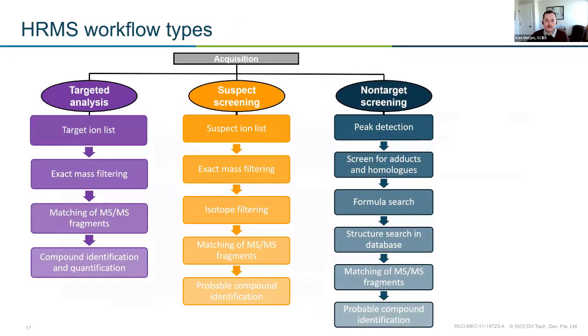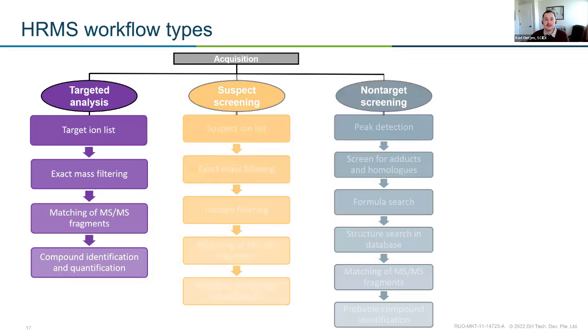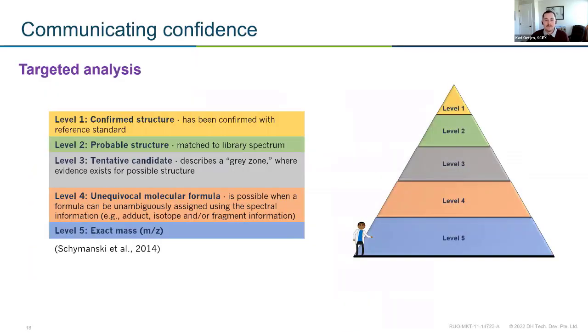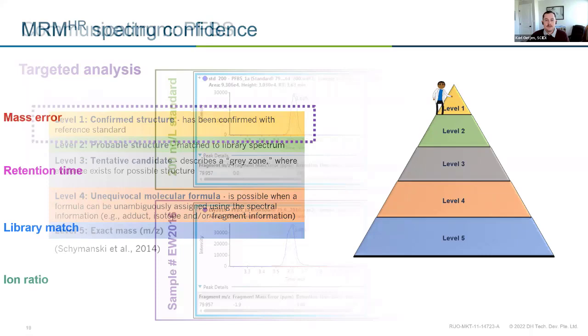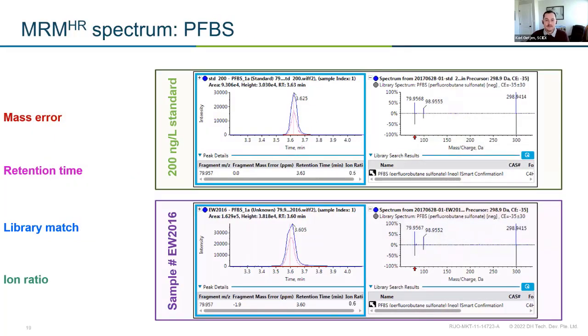So for that targeted workflow, we're matching to a reference standard. When we think about where we're starting on that confidence pyramid, we're really starting at that level 1. So we have a reference standard. We can be very sure that, yes, this is indeed the compound I'm interested in. I've got all my key variables. And those pieces of information that we're going to use to say, yes, this is indeed PFBS, aren't going to change too much between non-target analysis, suspect screening, and targeted analysis. Some we won't have, but the others we're going to rely on heavily.